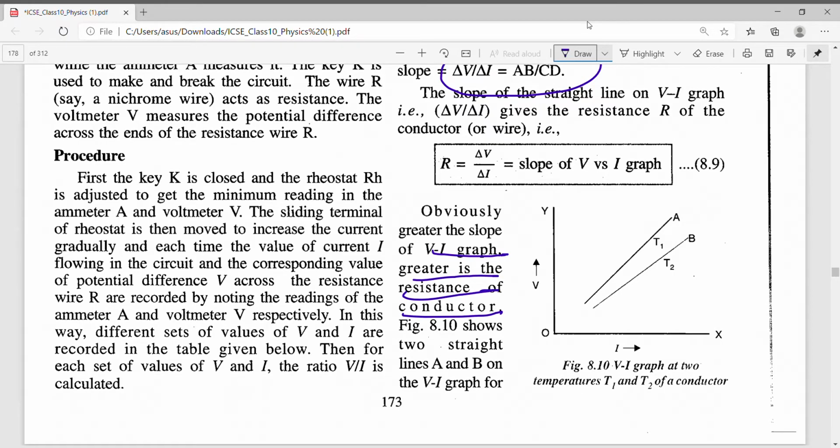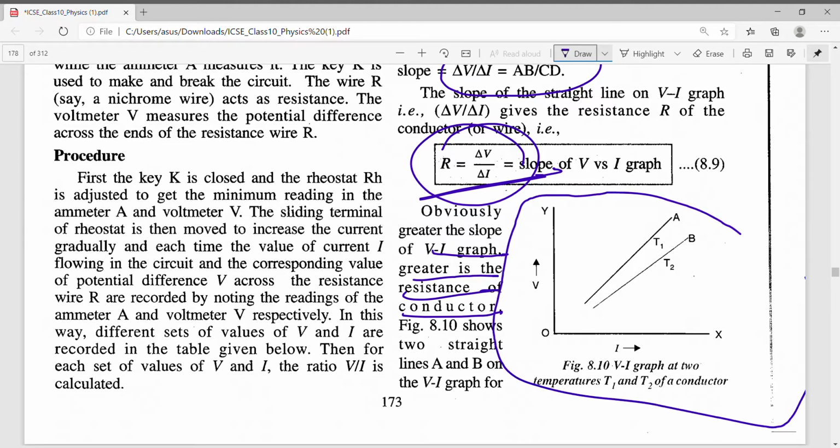ठीक है, जितनी ज़्यादा slope होगी VI graph की, उतनी ही ज़्यादा क्या होगी? Resistance होगी. Because what is V upon I? It is basically resistance. Correct. So जितना ज़्यादा slope होगा, उतना ज़्यादा क्या होगा? Resistance होगा. So if you have to make the graph, this is a very important graph which I've usually seen in papers. Basically जो तीनों graph तक आए हैं, तीनों ही बहुत इंपॉर्टेंट है, IV graph and VI graph, right?